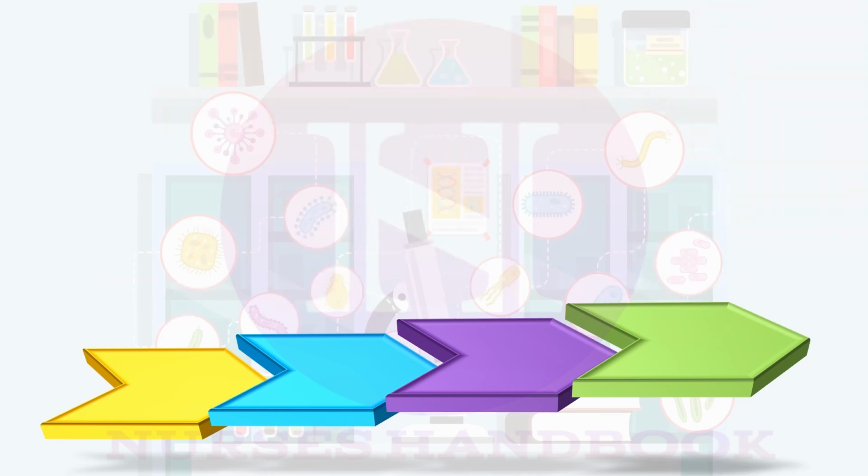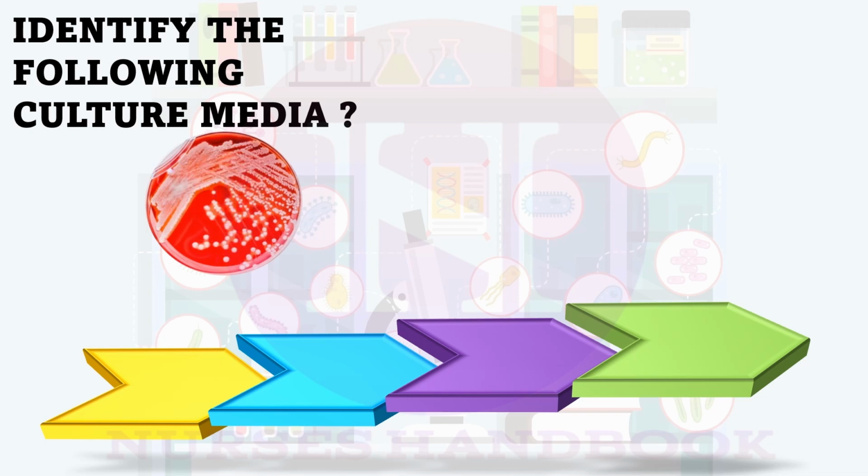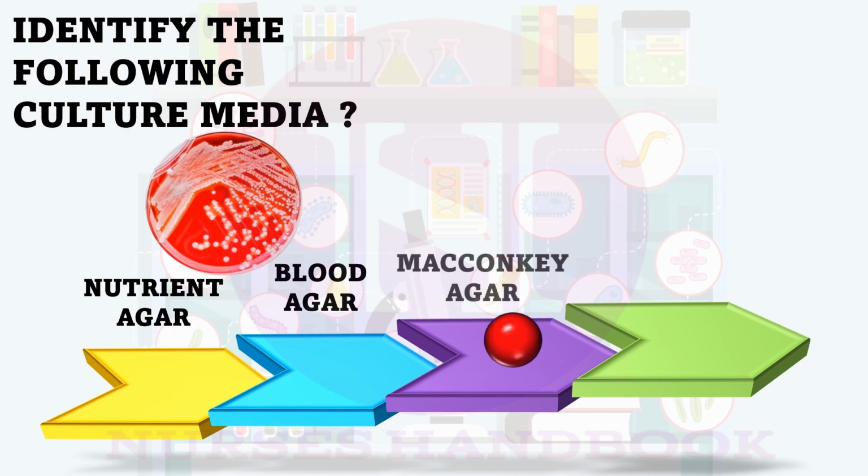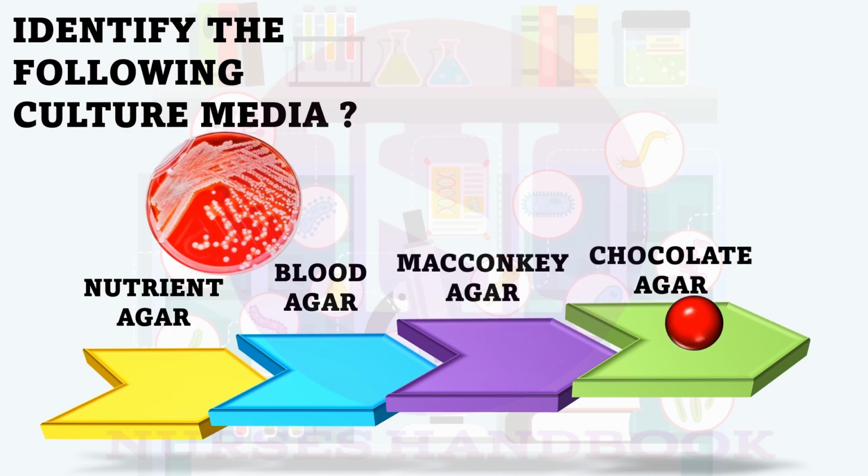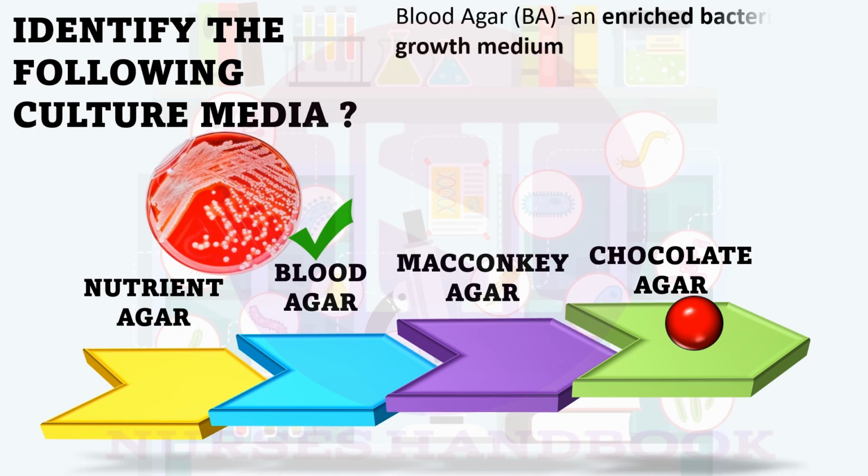Question number 2. Identify the following culture media: nutrient agar, blood agar, MacConkey agar, chocolate agar. And the correct answer is blood agar. Blood agar is an enriched bacterial growth medium. Certain organisms do not grow easily on culture media as they demand a special enriched nutritional environment as compared to the routine bacteria, and they are known as fastidious bacteria.